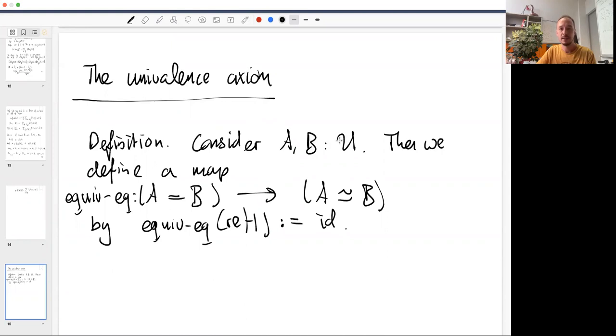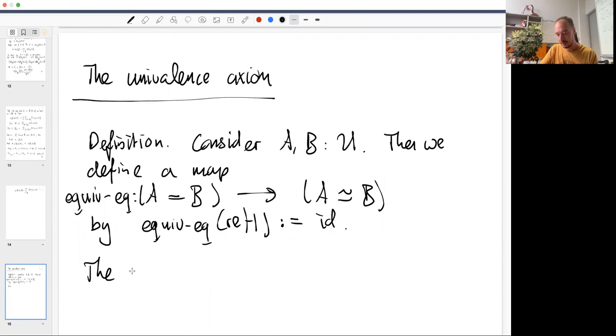Okay, so what is the univalence axiom about? It's going to tell us that equivalent types are equal. So it is a characterization of the identity type of the universe. And the thing that it says is that this particular map here is an equivalence.